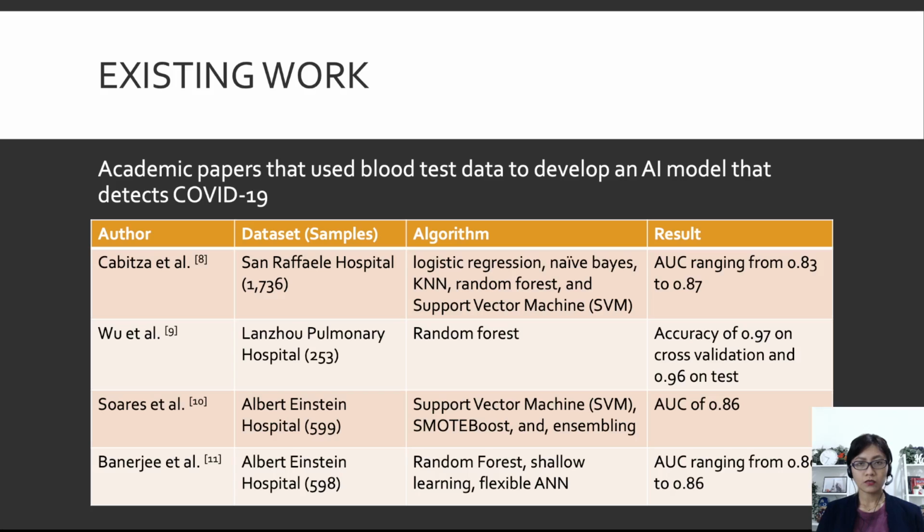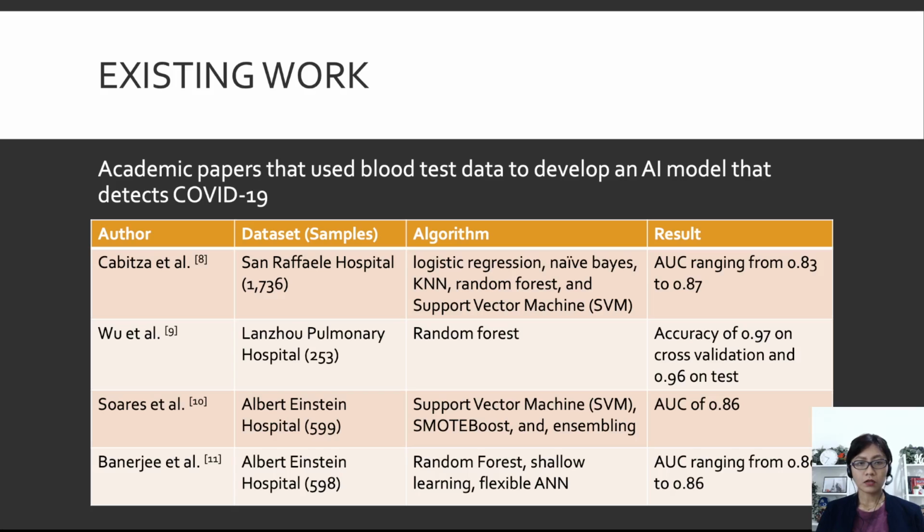There are some existing works that also conducted the same experiment on detecting COVID-19 from blood tests. First is from Kabitza et al. The dataset used is from San Rafael Hospital, and they use the algorithms logistic regression, naive Bayes, KNN, random forest, and SVM. The result shows an area under the curve ranging from 0.83 to 0.87.